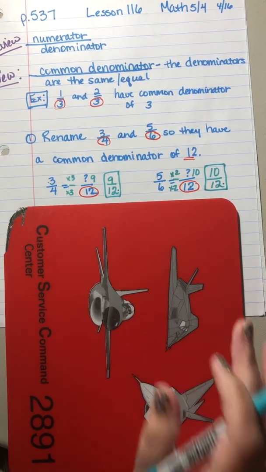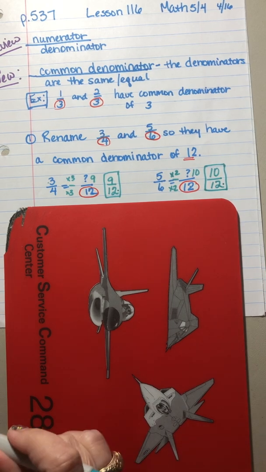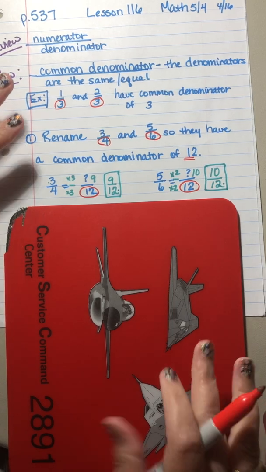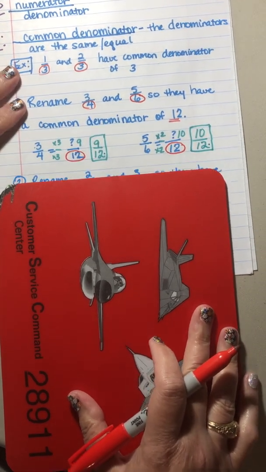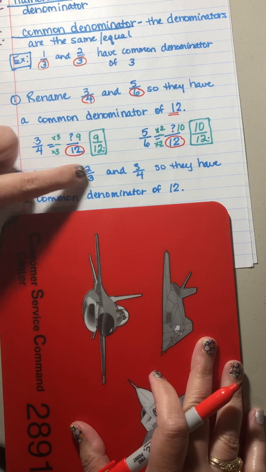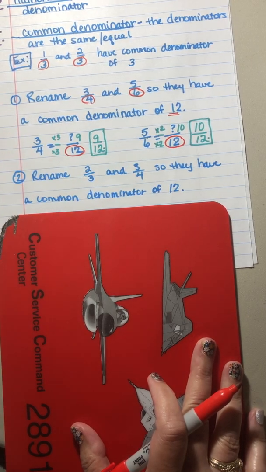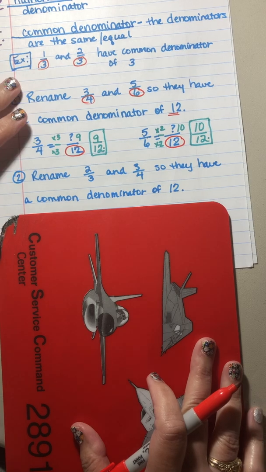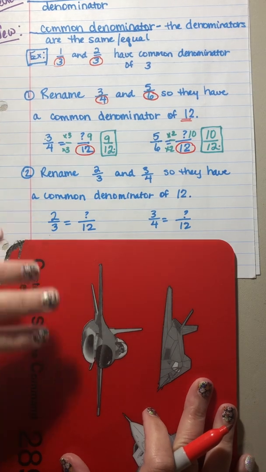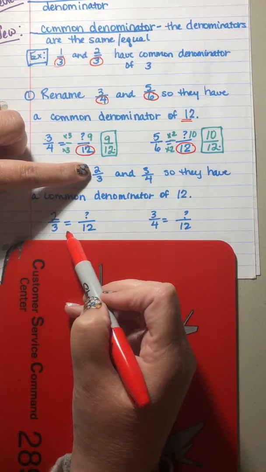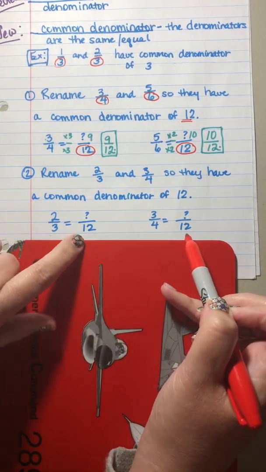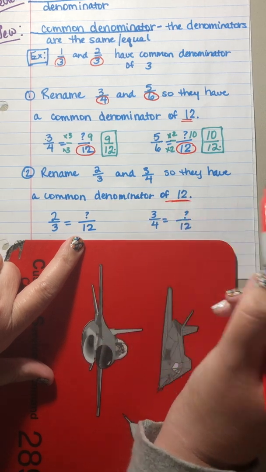Okay, so that is how you find a common denominator for two or more fractions. Let's look at another one. Rename 2/3 and 3/4 so they have a common denominator of 12. The denominator won't always be 12. It just happens that on these two examples it is. So I set up my two fractions: 2/3 equals something over 12, and 3/4 equals something over 12. I get my over 12 from my common denominator of 12.